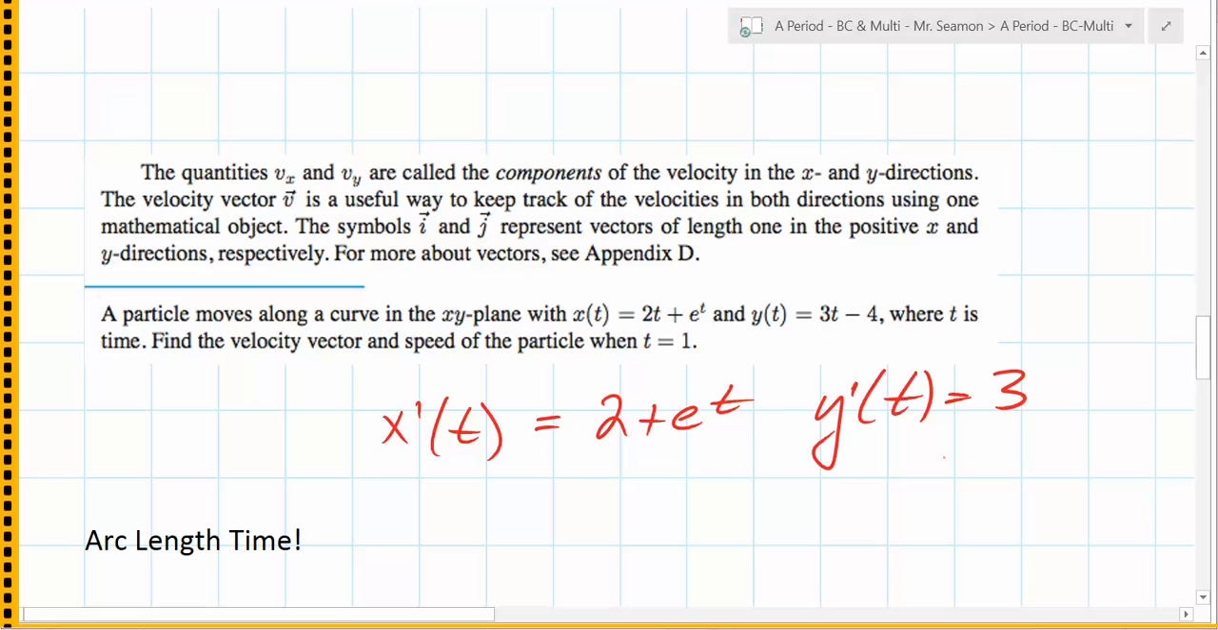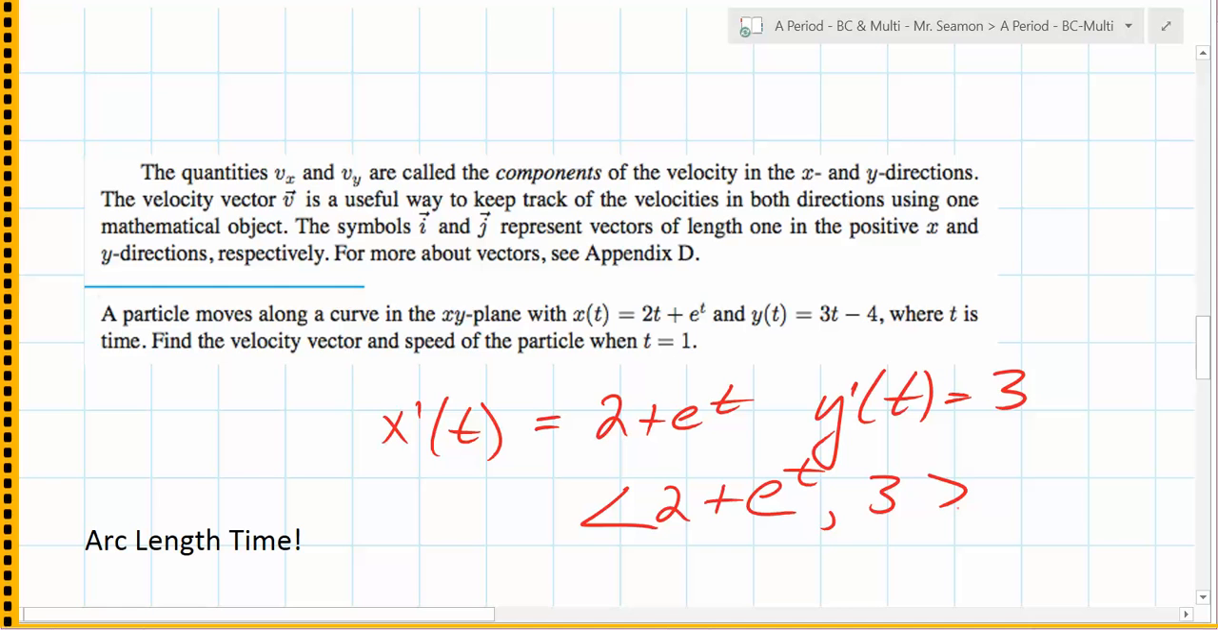So what is the velocity vector at time t? 2 plus e to the t, comma, oh, yeah, sorry, 3. Comma 3. Yeah. Exactly. That right there is the velocity vector. One thing that's nice about a parametric form is you can easily get the vector equation for the particle at any given moment.